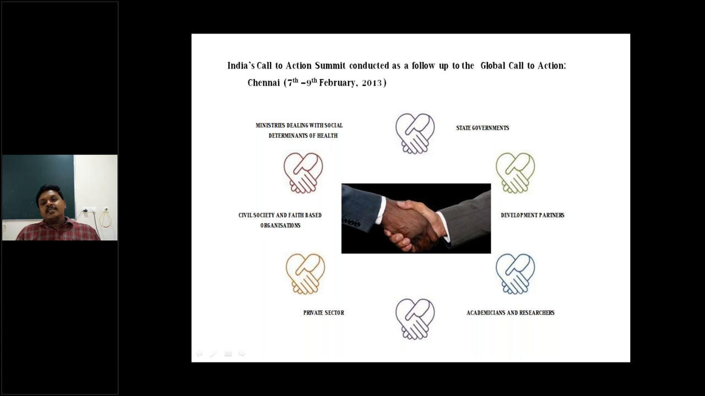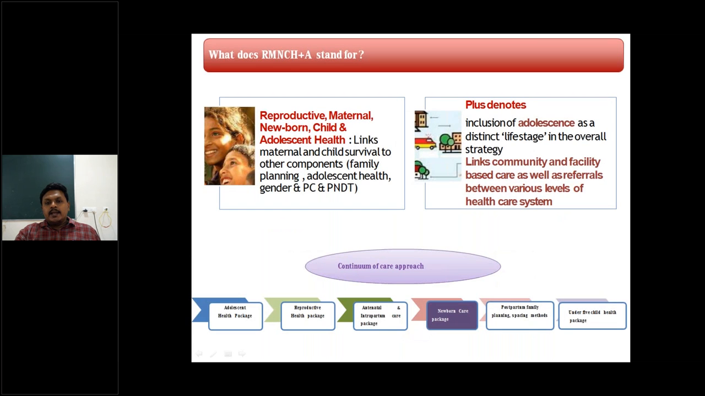First, they implemented this program in 184 HPDs, that is high priority districts. Make a note: HPD means high priority districts. They selected certain high priority districts, and as a pilot study and as an initiation of this program, they initiated this RMNCH plus A. So what does RMNCH plus A stand for? Reproductive, maternal, newborn, child and adolescent health strategy. This is how you have to remember and pronounce it.